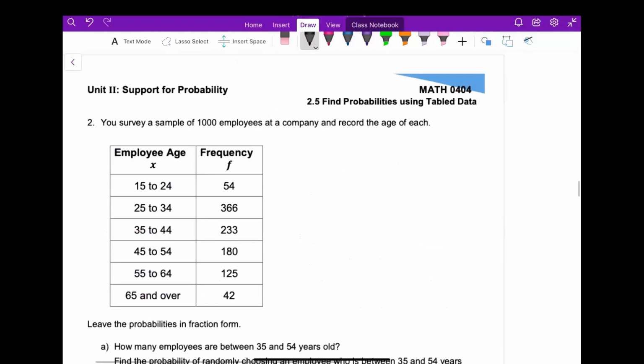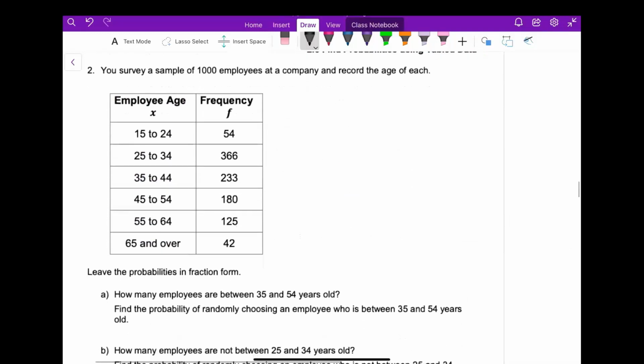Great. You are going to try number 2. And I'm going to give you a big clue already. You do not have the sum. So you need to find it. But all the questions are very similar.